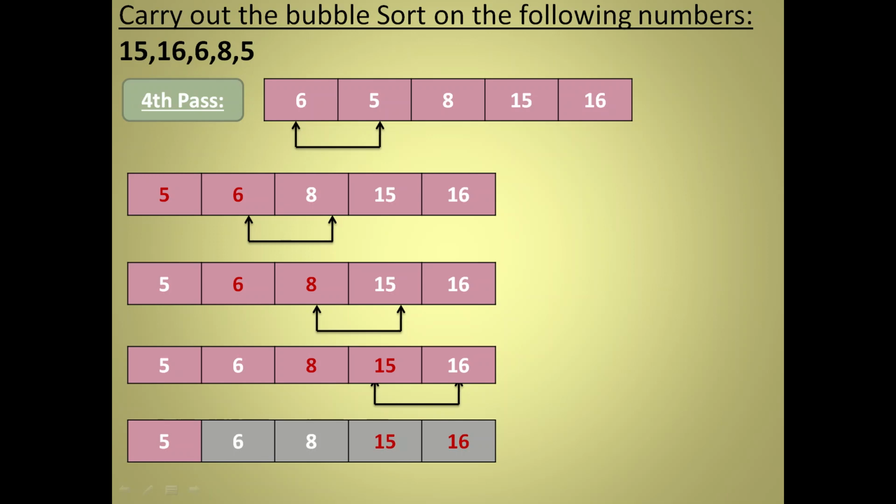Now you see this. How many total number of elements are present? So 15 is there, 16, 6, 8 and 5. These are the number of elements. So we have a total of 5 elements. And see the number of times we have compared. So if there are 5 elements, the number of comparisons is 4. So if I have 10 elements, the number of comparisons is 9. So if I have n elements, the number of comparisons would be n minus 1.